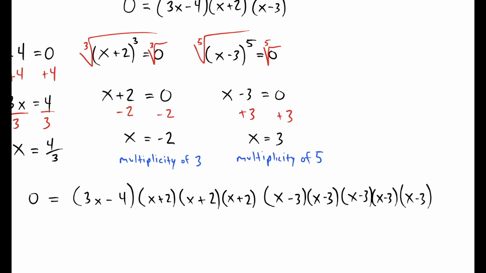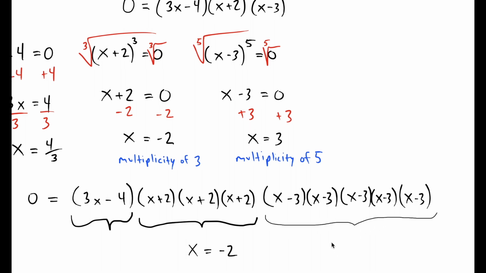Okay, so we have one appearance of the 4/3. We have 3 appearances of x equals -2. And we have 5 appearances of x equals 3.